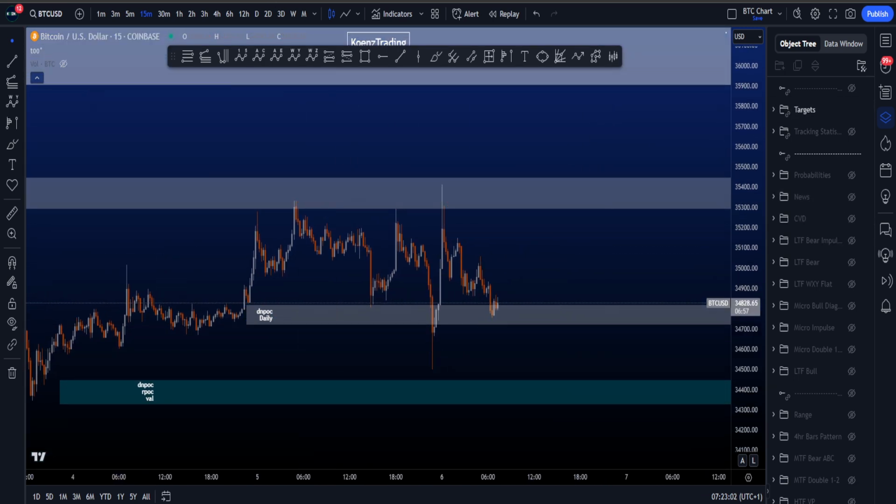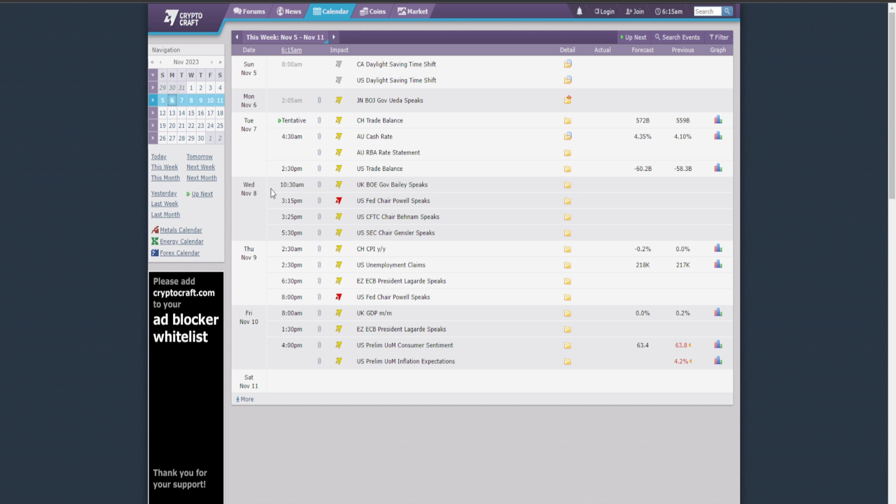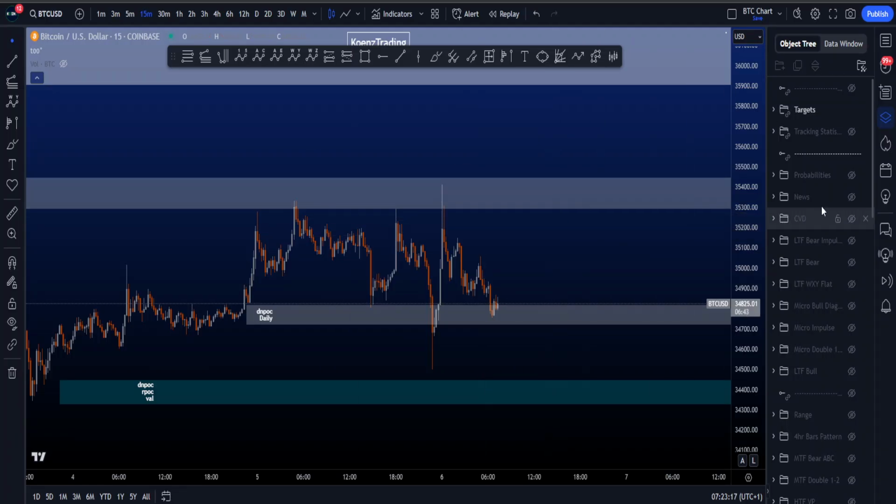We also have news this week on Wednesday over here at 15 p.m. Central European Time, and also on Thursday 8 p.m. Central European Time. We have some high impact news, the red flags over here, which can introduce more volatility. So make sure that you trade safe.